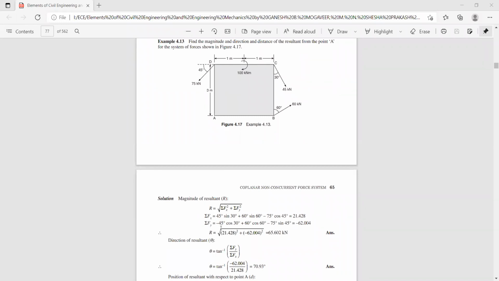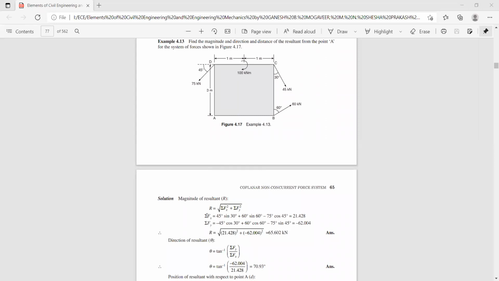And sigma F of y: minus 45 cos 30. Yes, this one. Either it is minus 45 cos 30 or minus 45 sin 60 plus 60 cos 60 or 60 sin 30 minus 75 sin 45. So it works out to be minus 62.004 kilonewton. So sigma F of x is positive and sigma F of y is negative. So the resultant lies in the fourth quadrant.